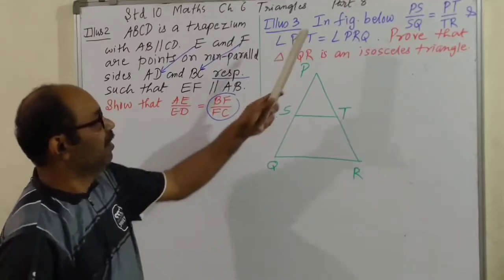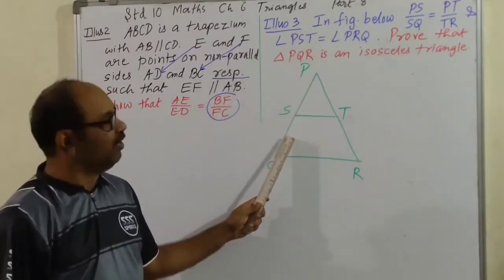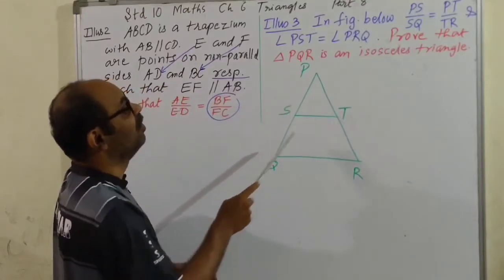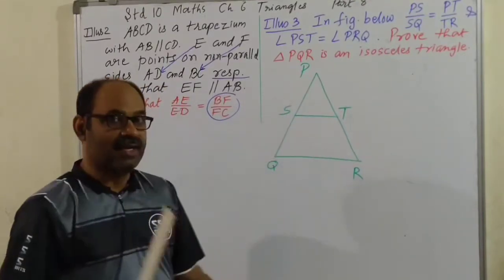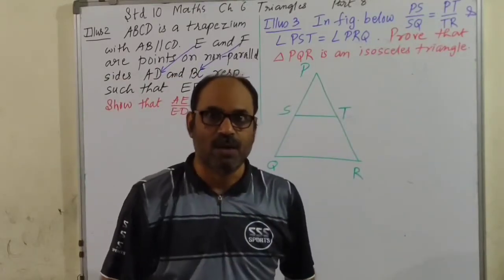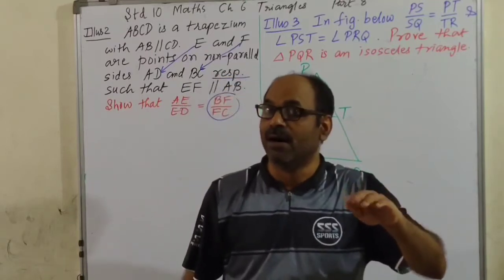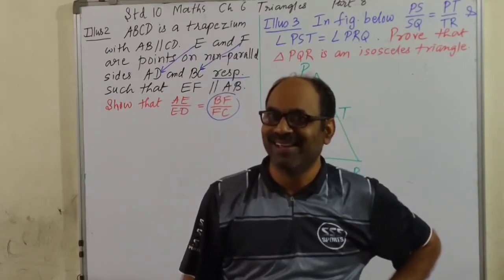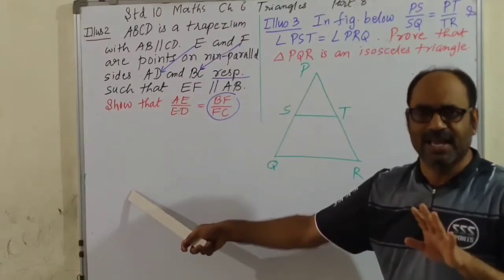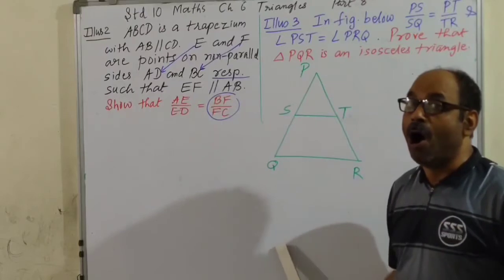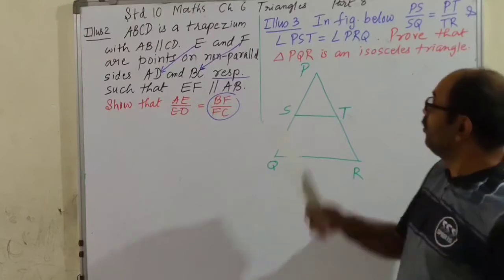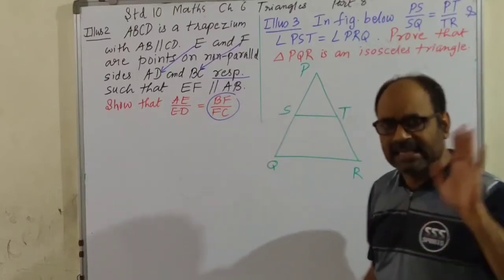What is the statement? In the figure given below, PS upon SQ is equal to PT upon TR. Children, equal ratios are given in the condition. We don't have to prove. When ratios are equal, two things are possible: the two triangles whose sides these are can be similar, or that line can be parallel to the third side. Theorem 6.2 could apply. Let's see which is applicable.